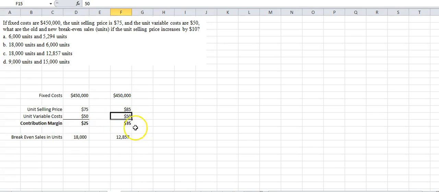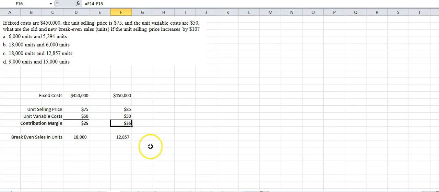Variable cost stays the same, so now it's contributing $35 per unit. So how much do I have to sell? Well, take the 450 of fixed costs, which doesn't change, divided by $35 contribution margin per unit, which is 12,857. Now you may say, okay, it's logical, since the break-even point is lower here, obviously you should sell it for $85 per unit, right? Because it gives you a higher contribution margin.